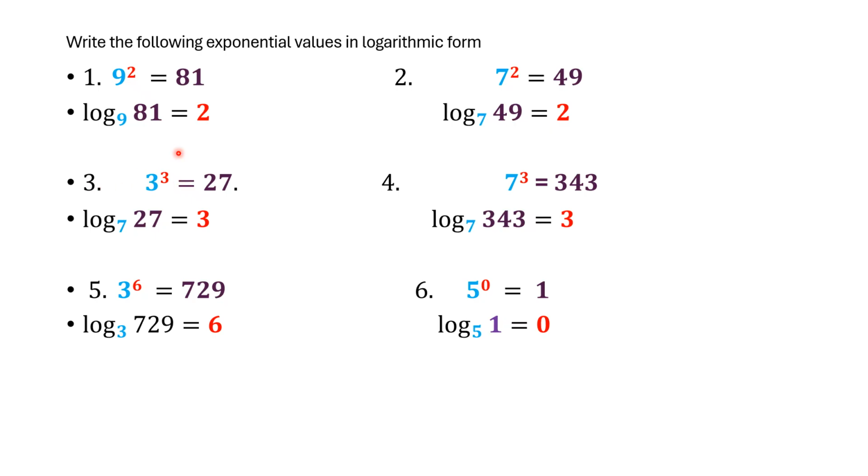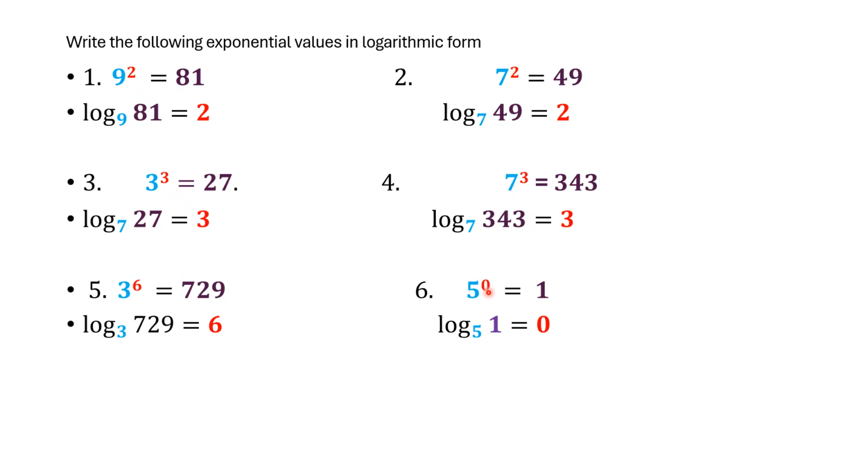There I have 3 to the power 3, which equals 27. My base 3 should stay, sorry, I typed 7, base 3 would stay, 27, and 3 would go to the other side. So 3 and 3 would stay the same there. 7 to the power 3, which equals 343, base 7 stays, 343, and 3 simply change places. 3 to the power 6, which equals 729, my base 3 stays 3, 729, and 6 simply swap places.